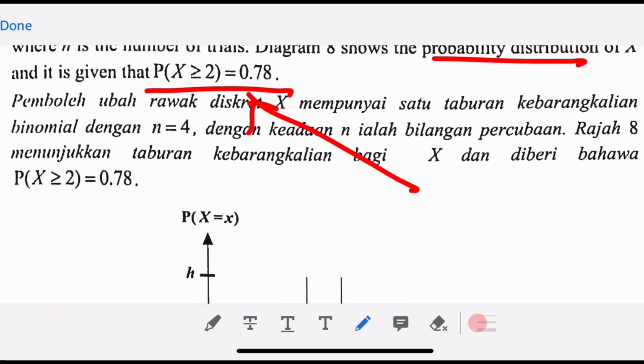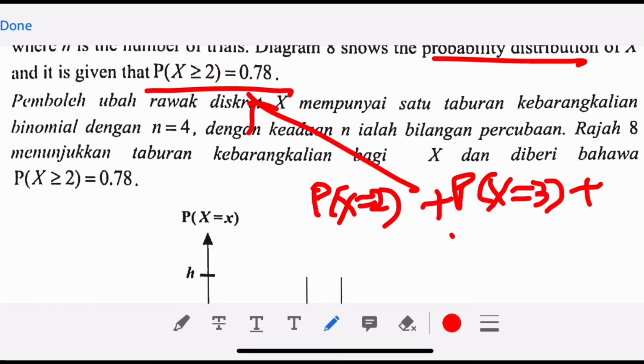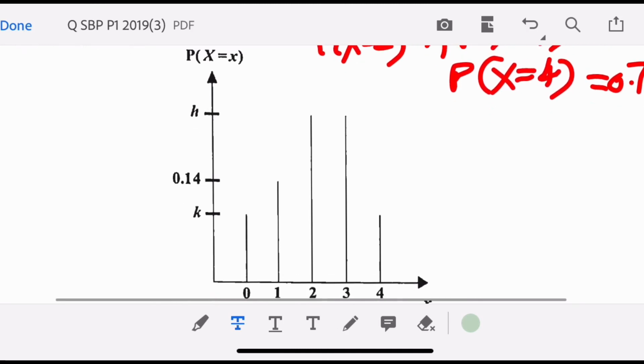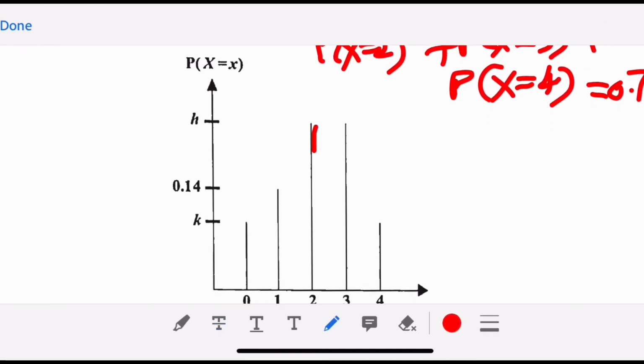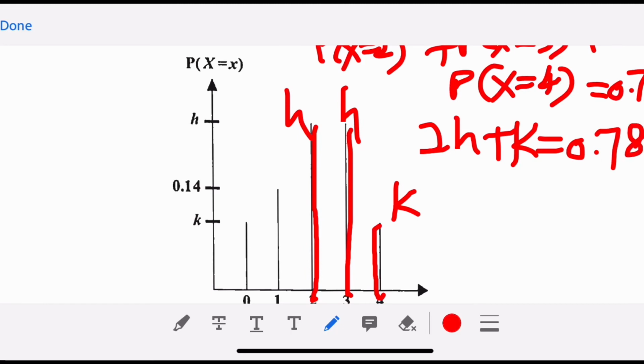Okay, more than or equal to 2, that means 2 is accepted. Of course, 3 is also accepted, and then 4 is also accepted. But you must know that n is just 4, so you just stop at 4. So this part is 0.78. That means you look at the red line, you see the probability value is h, right? So you have h plus h, so 2h already.